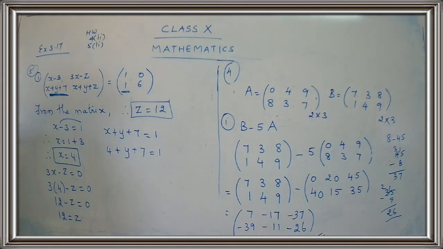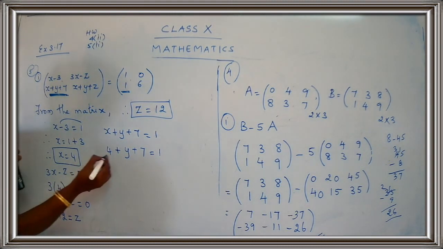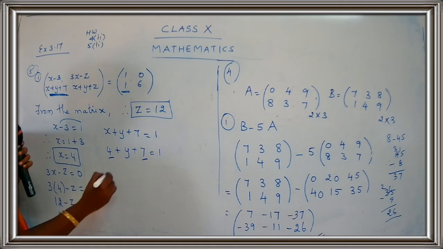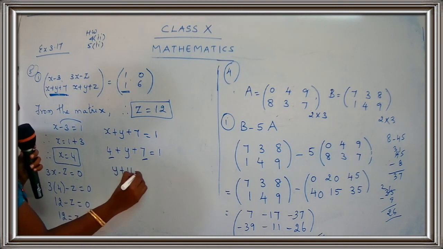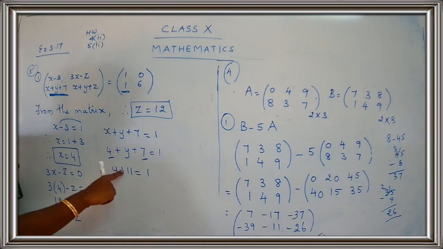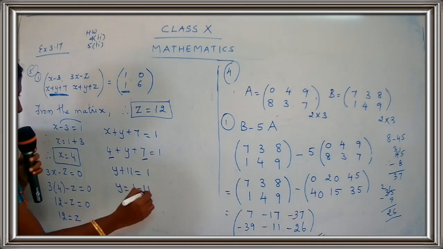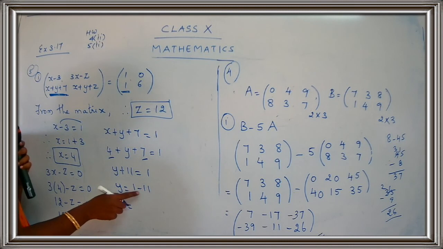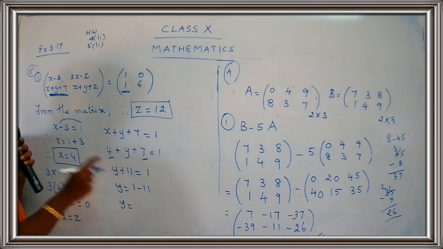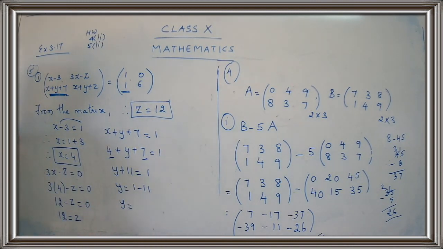4 plus y plus 7 is equal to 1. I'm going to add the numbers: 4 plus 7, 11. y plus 11 is equal to 1. Take the plus 11 to the RHS side. So y is equal to 1 minus 11. Be careful, children, plus minus, minus. So 11 minus 1 is 10.